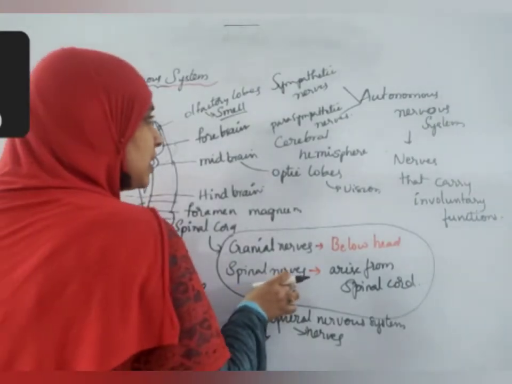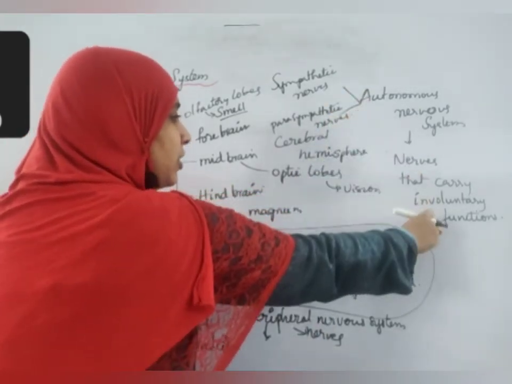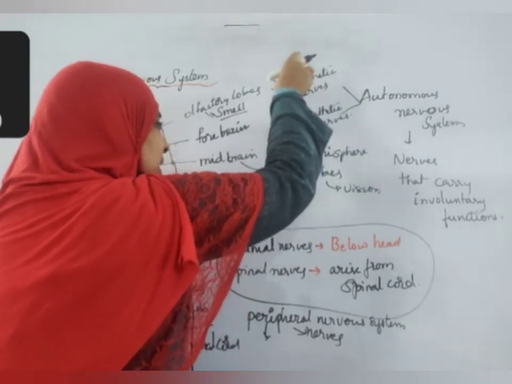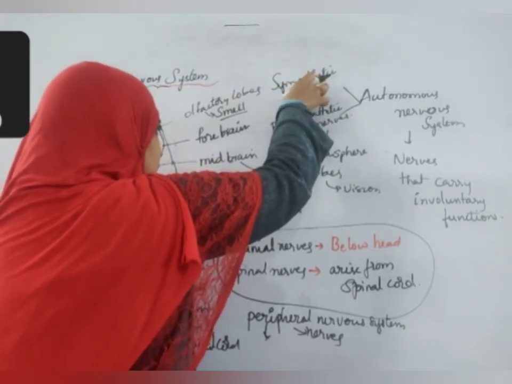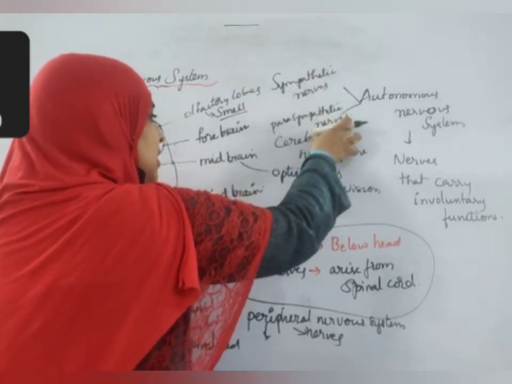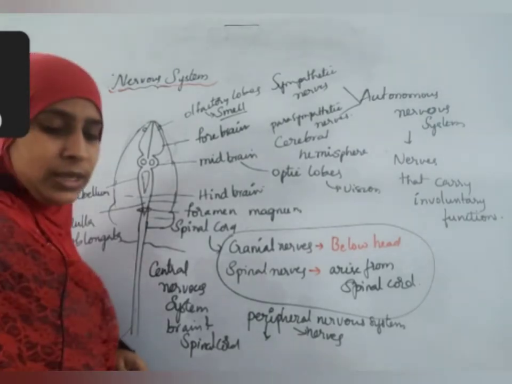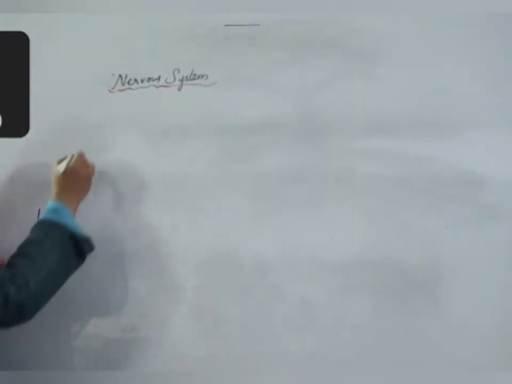Among all these nerves, there are some nerves which control the involuntary functions of the body. They are called autonomic nerves. Among them, sympathetic nerves control all those emotional functions of our body. Parasympathetic nerves control the rest and digestive related processes of our body. That is the nervous system. So next one, sense organs.